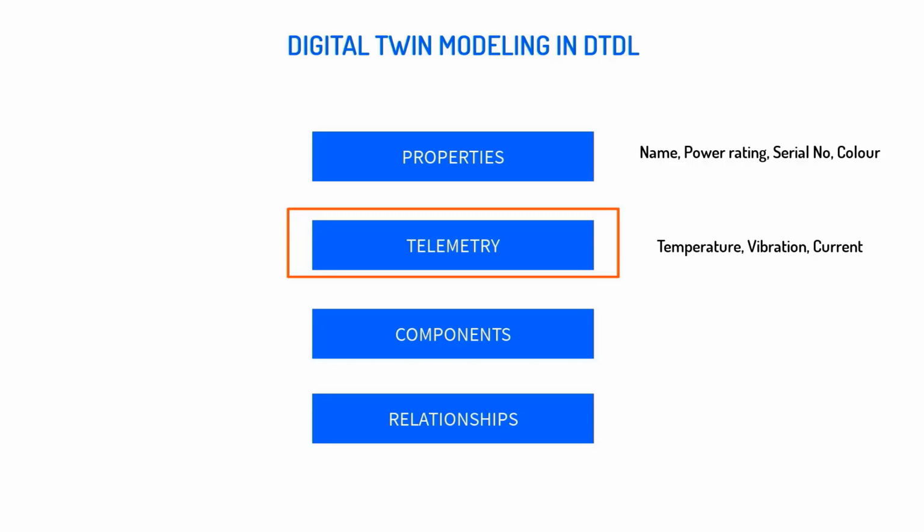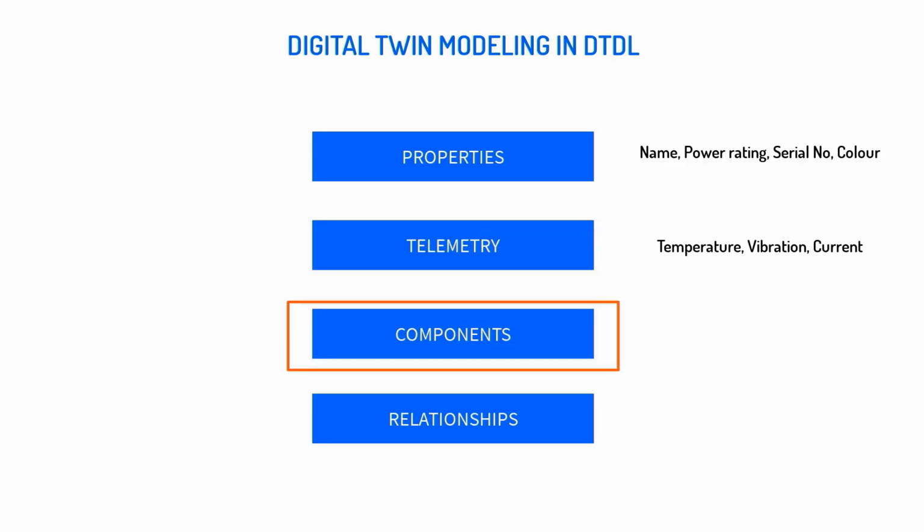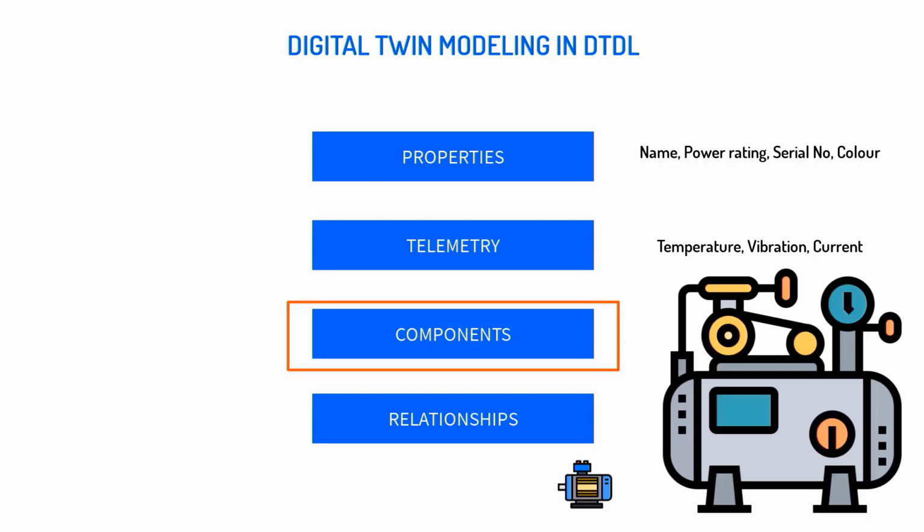It is processed as it arrives and sent to an external system if required. Next, components of a model are for when you want to include separate models as part of your model. For example, a motor could very well be defined as a standalone model and then used as a component of a compressor model through referencing.